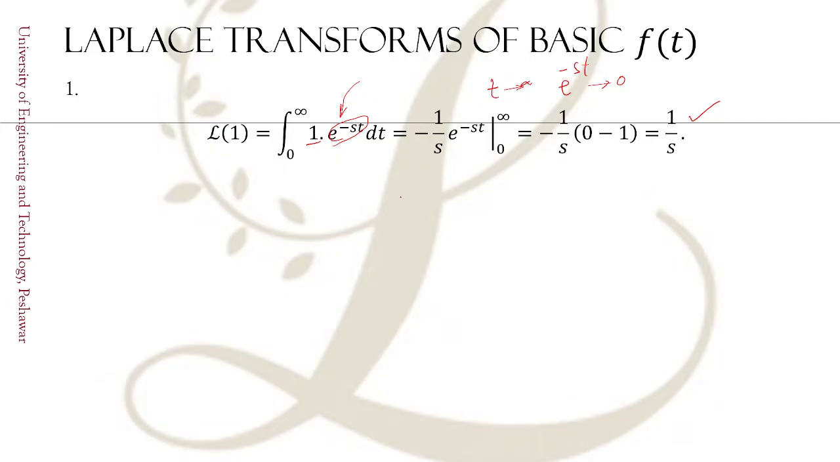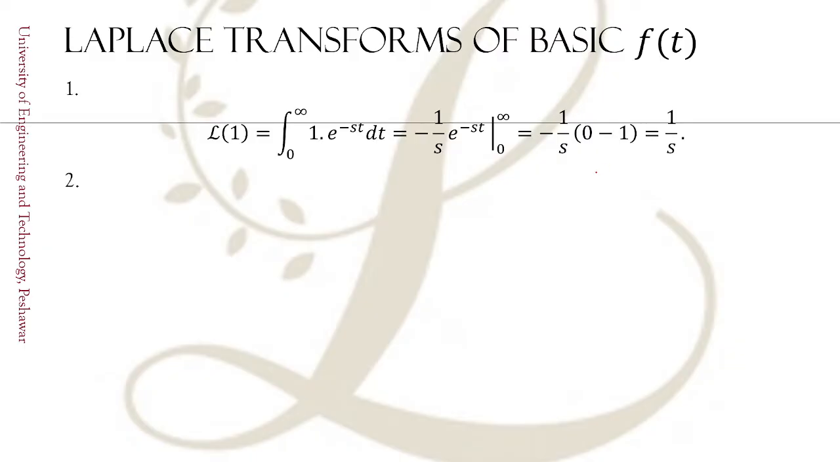The same thing can be extended for any constant function, like if we have a constant function c, where c could be any real number. Its Laplace transform will be simply c divided by s, right? So keep this in mind. We'll be using this later on as well.